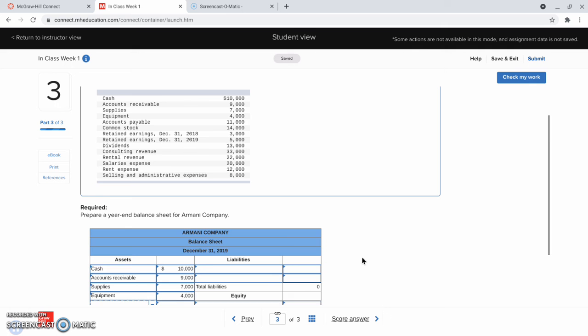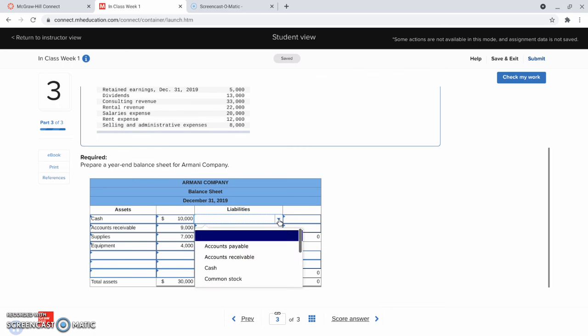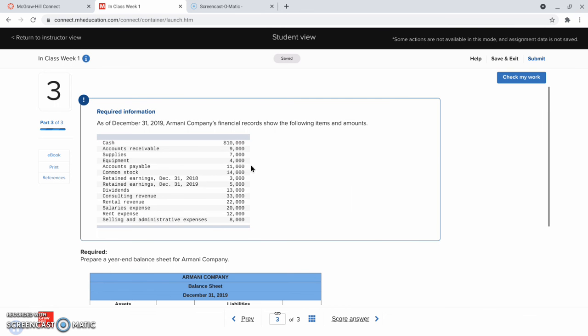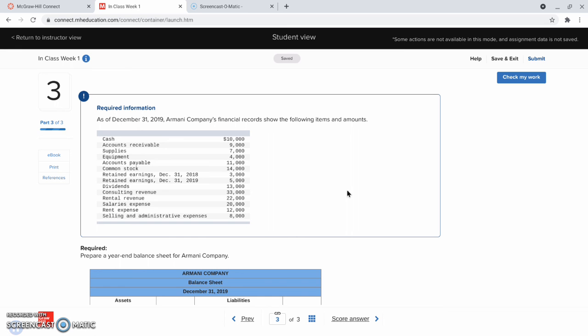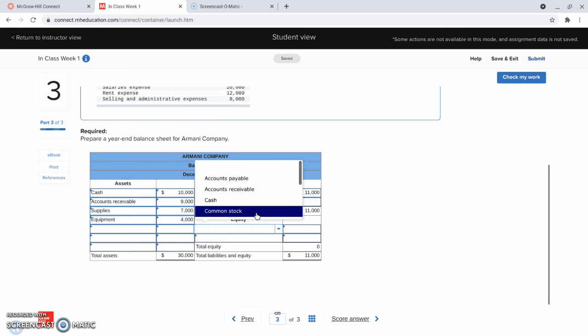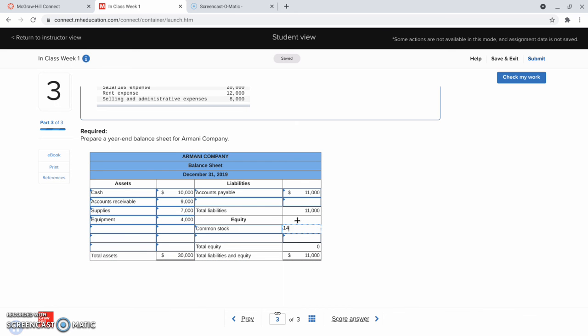We have accounts payable of $11,000. We don't have any other liabilities. Now let's go down to equity. We have $14,000 of common stock. So let's come down here. Common stock, $14,000.